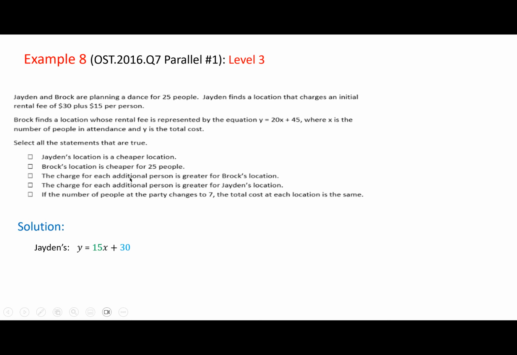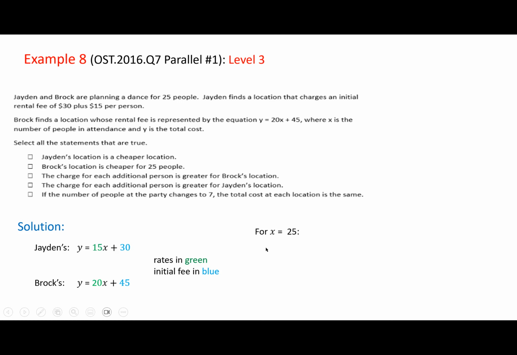Jaden's is 15x plus 30. Where did I get this from? $30 is the initial rental fee and 15 per person. The other one is given, 20. Now, when it happens like this it's really easy, because 15 is less than 20 and 30 is less than 45. For sure, Jaden's location is cheaper.